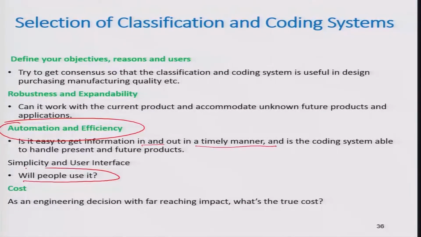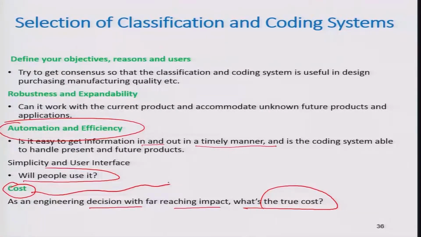Will people use it or not? Cost, as an engineering decision with far-reaching impact: what is the true cost? You will always have to keep cost in mind, because every industry exists to make a profit.